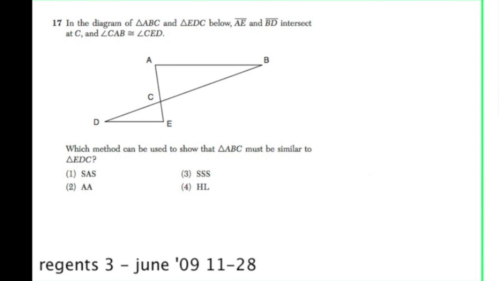Question 17, in the diagram below, AE and BD bisect, and CAB is congruent to CED. Alright, so what method can be used to show that ABC is similar to EDC? Well, we know that vertical angles have to be congruent, so those two are congruent, and immediately we have two angles congruent to two angles. So that is just a simple AA similarity proof. So that's choice 2.